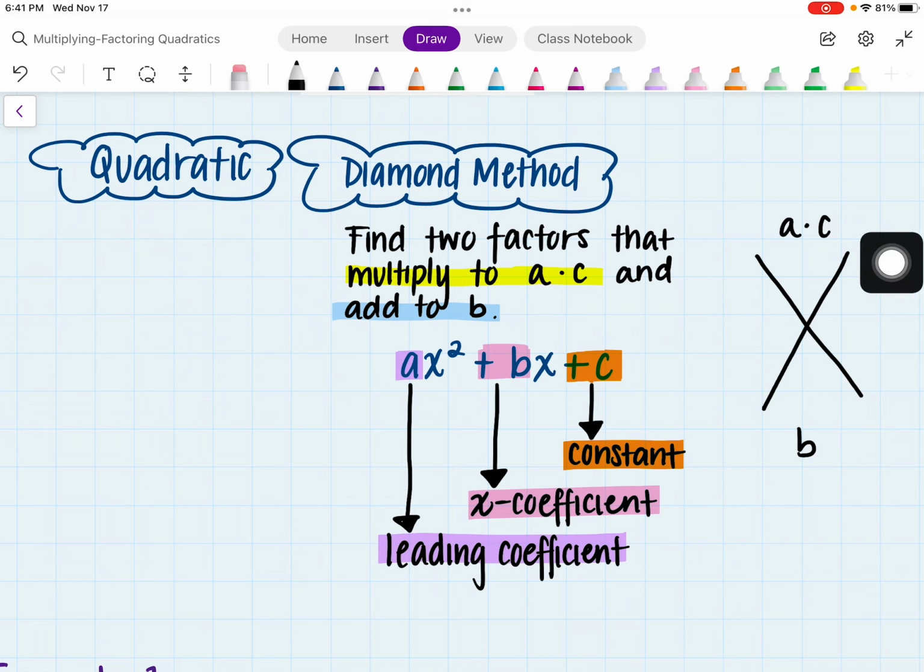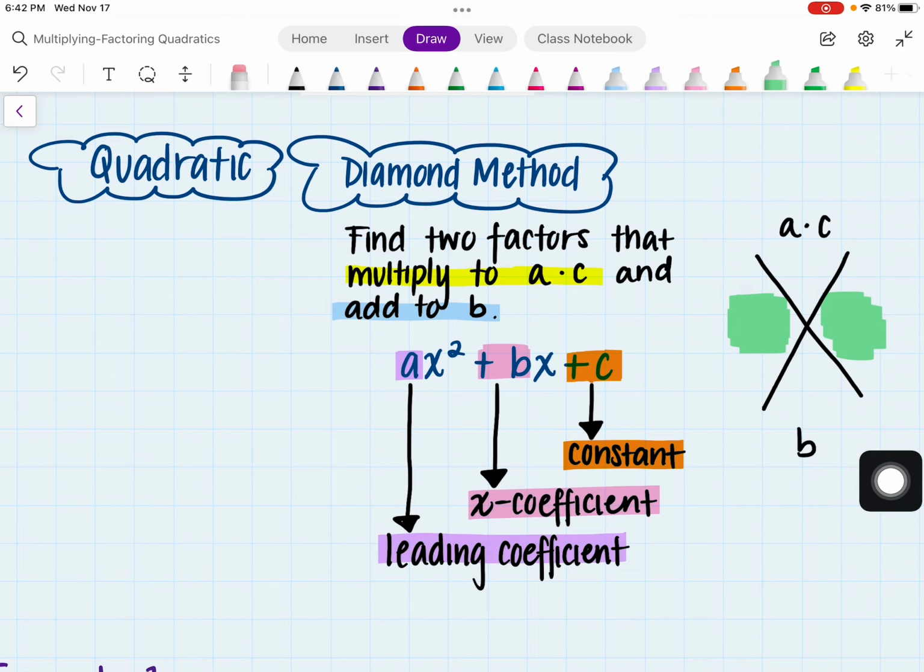Now, using the diamond method, we have the structure of an x, where on top we're going to have our a times c. Whatever a times c equals, we write on top, and then we have our b value on the bottom. We have to fill this form of a puzzle where we find two factors that multiply to a times c. So whatever our number is up here, these two numbers multiply to it, and at the same time they also add to the bottom one.